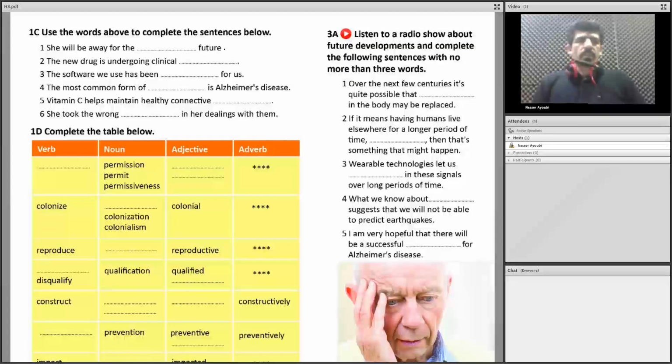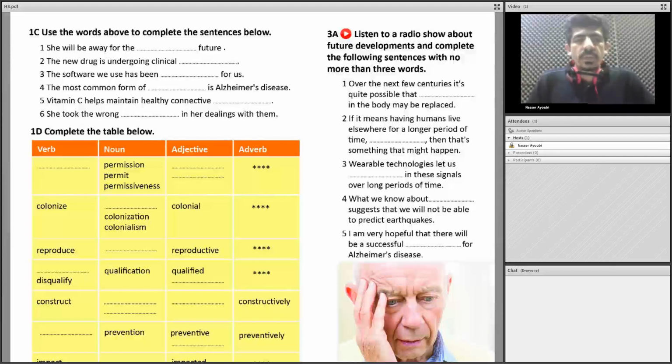Before listening. So, part 1C. Use the correct form of the words above to complete the sentences below. Number 1, she will be away for the indefinite future. She's not going to be here for an unknown time, unknown period. Number 2, the new drug is undergoing clinical trials.